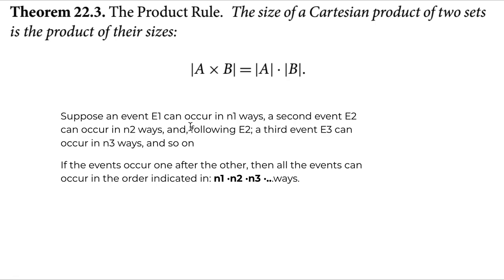that's 18. So that is the product rule. If event 1, breakfast, occurs in n1 ways, event 2, that is lunch, occurs in n2 ways, and dinner occurs in n3 ways, how many ways do the events occur in order? That is n1, that is 3, n2 is 3 again, and n3 is 2. So that's n1 times n2 times n3 ways.